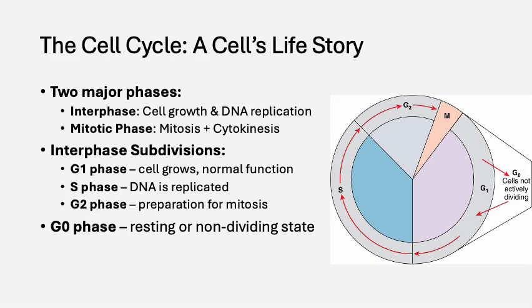The cell cycle describes the sequence of events a cell goes through from one division to the next. It consists of two major phases, interphase and the mitotic phase. Interphase is the longest portion and includes periods of growth, DNA replication, and preparation for division. The mitotic phase includes mitosis and cytokinesis, resulting in the formation of two new cells. This cell cycle ensures continuity of life at the cellular level.